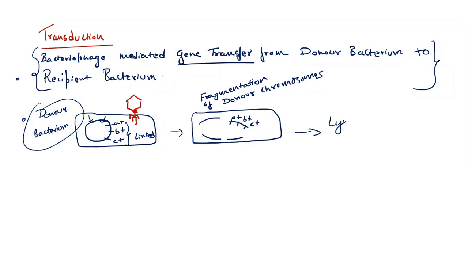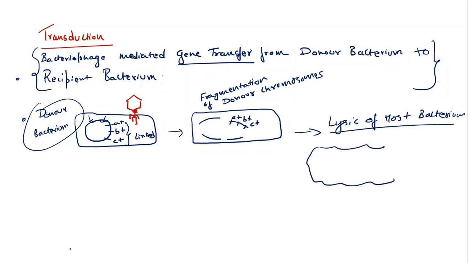Then what happens next after that? Lysis of the host bacterium. Lysis of the host bacterium is there, everyone agrees to that. Let's say we show this thing as viral RNA. So what is going to happen? I hope everybody is clear with this fact that progeny viruses will be produced once lysis is done. Progeny viruses are these, right?